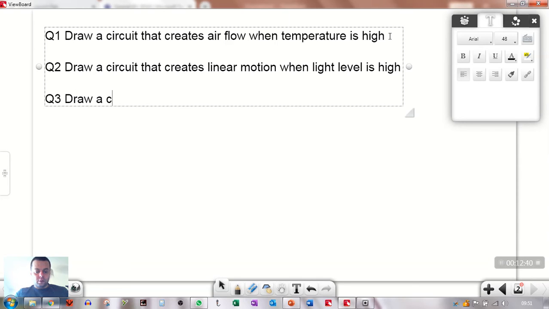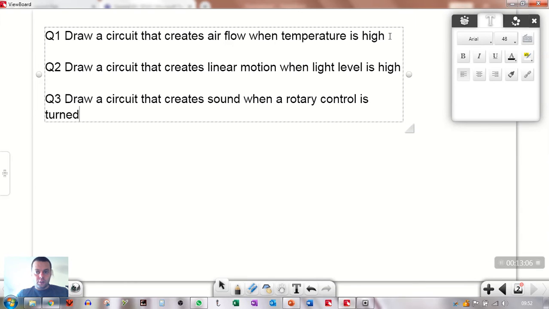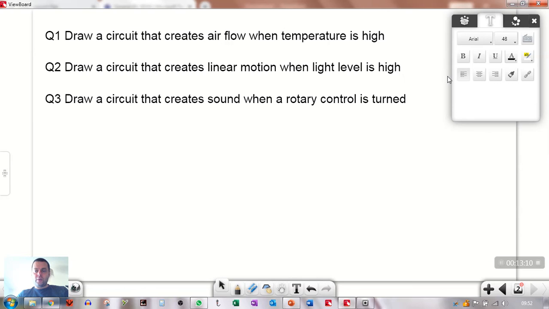Question 3, the hardest one. Draw a circuit that creates sound when a rotary control is turned. Yeah, we'll just call it that. We'll just do those 3 questions.